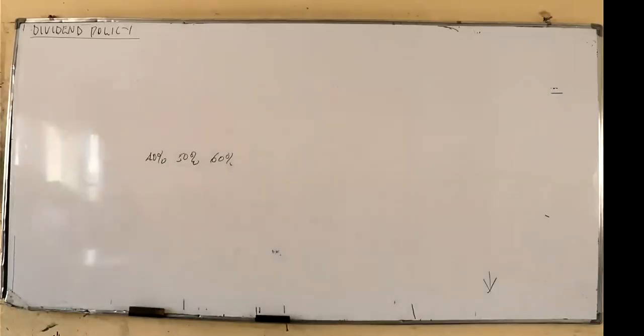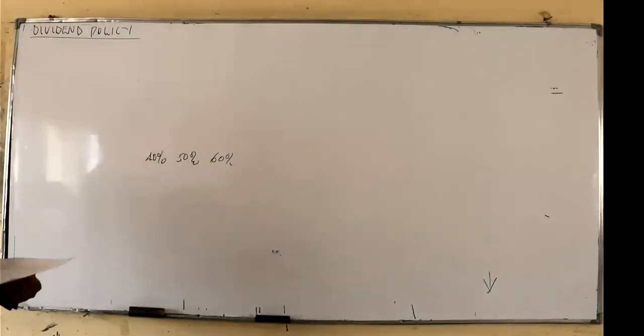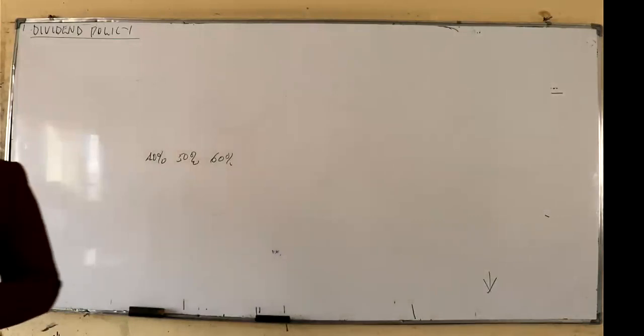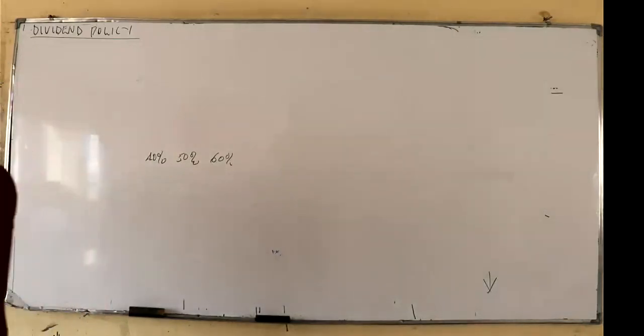Good. Another factor is the profitability and the liquidity of the company. The more profitable the company, you expect them to pay more dividend, and vice versa. Then we have the industrial norm. The company might tend to adopt a dividend policy equivalent to the other companies in the same industry.